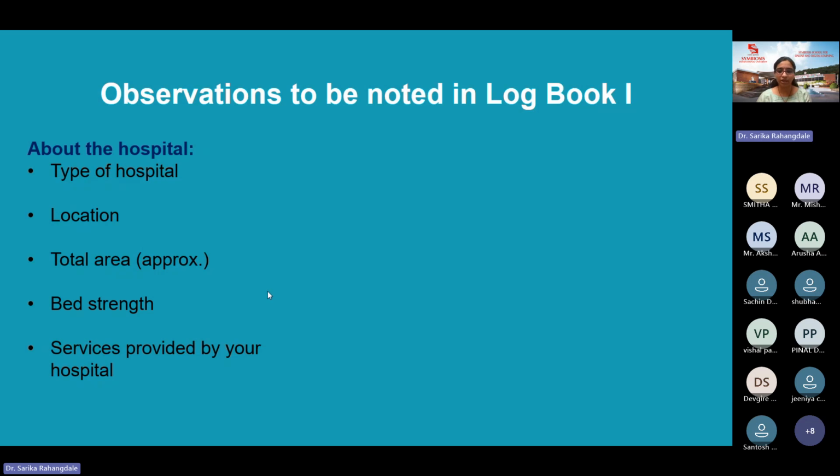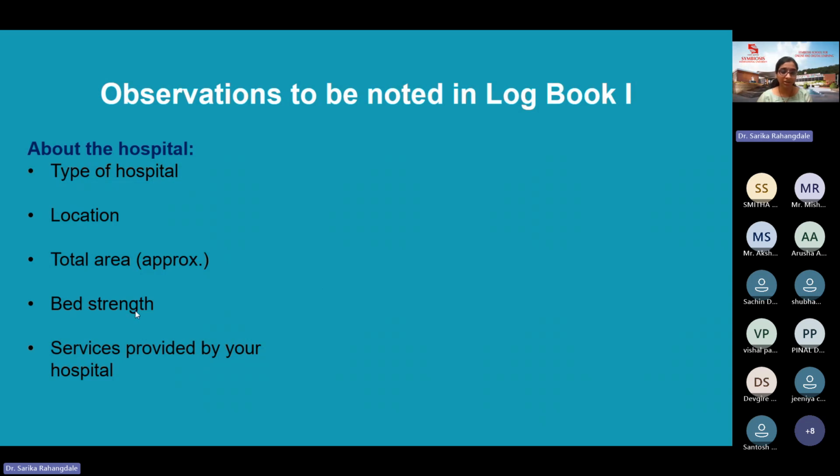Whether that hospital is located in the vicinity of the city, or in a rural area, or far away from the city, and how accessible that location is, whether it can be accessed only by private vehicles or public transport is also available. You will also ask about the total area of the hospital, and write down the approximate area. You will write down the bed strength of that hospital, whether it is 120 bedded, 150, 50, 100, whatever.